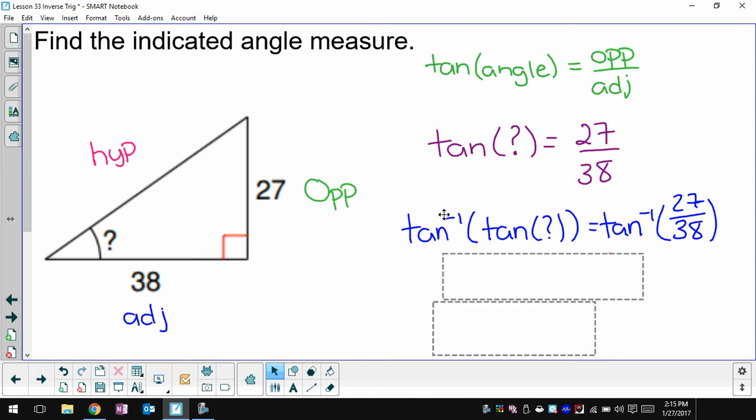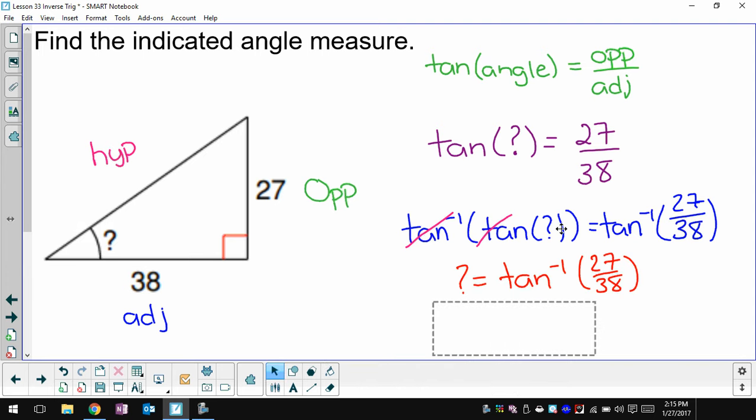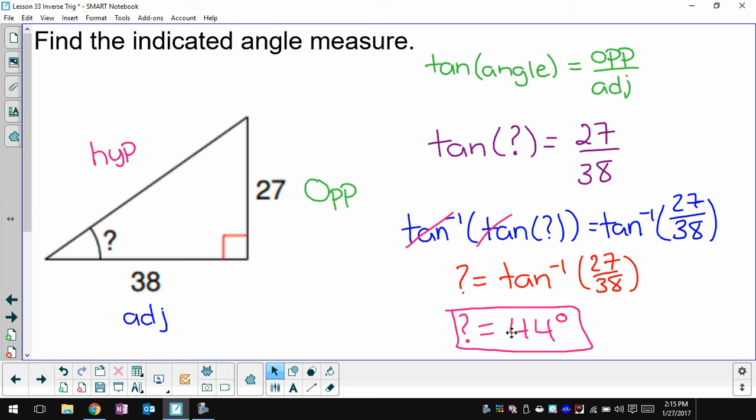So if I take the tangent inverse, or tan -1 of both sides, what ends up happening is tangent inverse and tangent cancel. So on the left side here, I just have question mark. And on the right side, I have tangent inverse 27 over 38. You can get this function on your calculator by pressing the second key and then the tangent button and typing 27 divided by 38. And it'll tell you that this angle is approximately 44 degrees. So this is just the reverse of what we've been doing the last class or two.